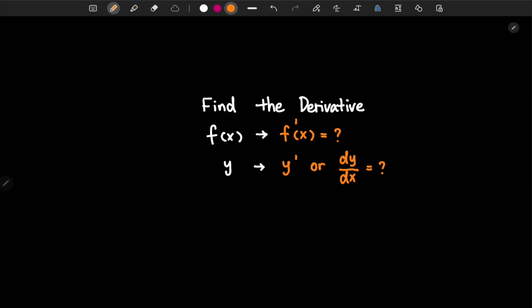The good news is we're going to have some rules to help us calculate the derivative. And once you know how to use them, they become pretty straightforward. Let me give you a quick overview about the rules.